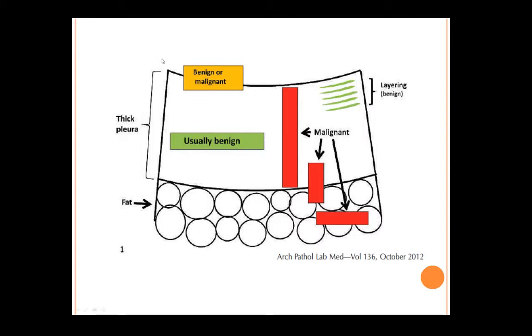Mesothelial cell proliferations that are confined to the surface may be benign or malignant. Proliferations that extend from the surface to the fat are usually malignant, and proliferations that invade into the fat are always malignant. Mesothelial proliferations that go parallel to the surface usually represent repeated cycles of organization and mesothelial proliferation, and these are usually benign.